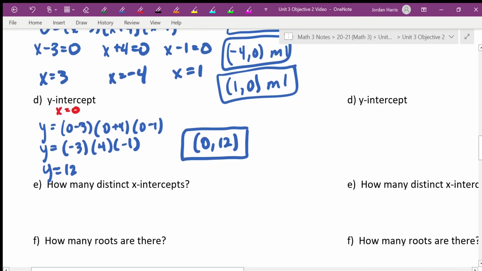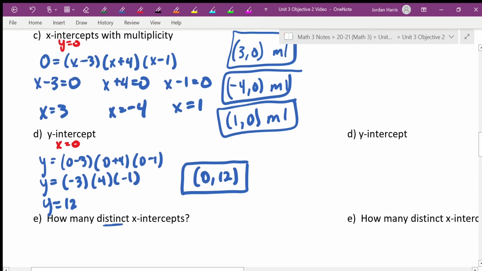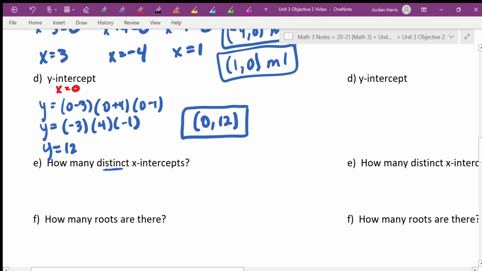How many distinct x-intercepts? So this seems like the same question as degree, but it's actually not. Distinct x-intercepts means how many individual x-intercepts are there? So 1, 2, 3. I have 3 x-intercepts. Okay?